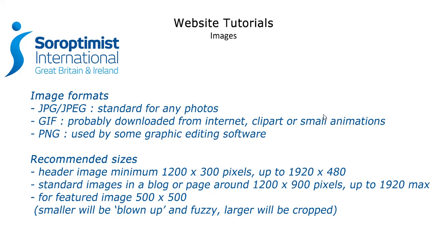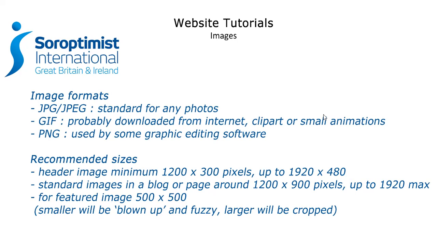The recommended sizes for the different images in the different parts of our website are shown in the user guide. But the main three types that I'm going to mention are the header image. Now that's the long, thin bar-shaped picture that can go in the block at the top of pages. That needs to be a minimum of 1200 by 300 pixels. If it's any smaller than that, it will get blown up and then it'll be pixelated and fuzzy. You can go up as high as 1920 by 480 pixels.